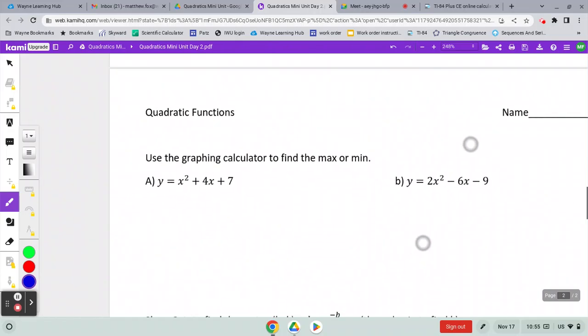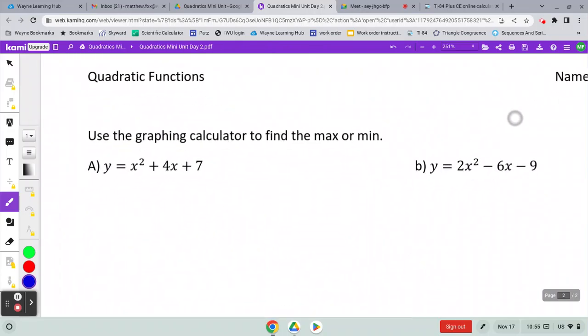Okay, so at this point, let's talk about what to do with our calculator. You need a calculator to do this. Here's the deal. If we were solving these two, you probably wouldn't use this method, but we're going to teach you how to on a simple one, so that you can use it on the more advanced ones next week. Okay, so using your graphing calculator to find the max or the min.